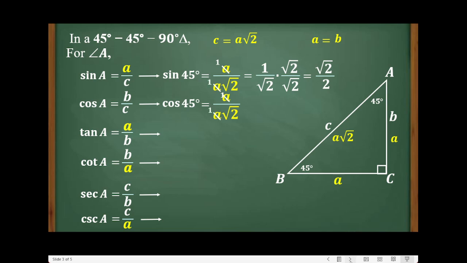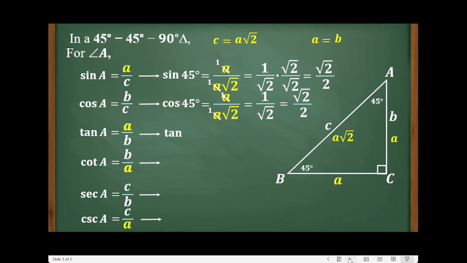And what will remain here is what? 1 over the square root of 2, which is the same as the value of sine 45 degrees. Now, if we rationalize the denominator from this fraction, the simplest form would be what? Square root of 2 over 2, which is the same as the value of sine of 45 degrees. Okay, so that is your cosine 45 degrees. Square root of 2 over 2 also.